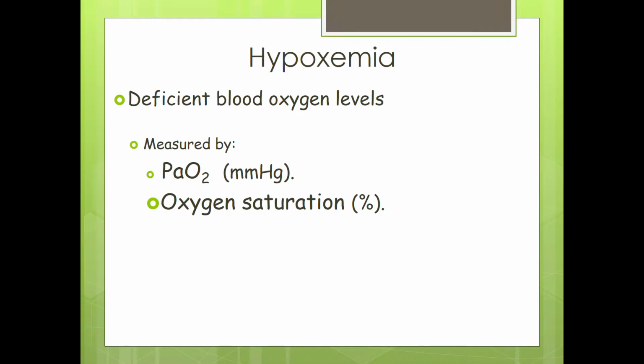Hypoxemia is deficient oxygen levels. And like we said before, we measure this by PaO2, which is partial pressure oxygen in arterial blood. And the normal range is 80 to 100 in an adult client. And we measure this by oxygen saturation or pulse oximetry. And as you know from your clinical practice, we like to keep our oxygen saturation at least 92% or higher.